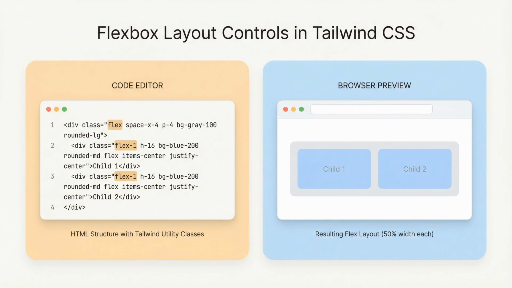To arrange elements side by side, like the text on the left and image on the right in the hero section, we use Flexbox.